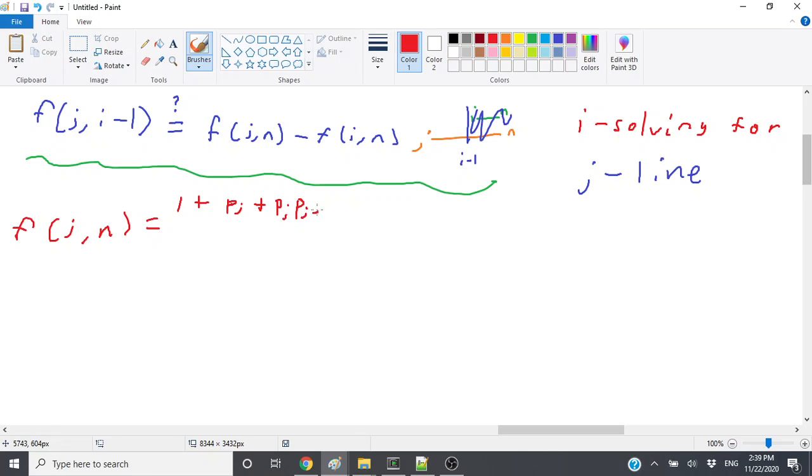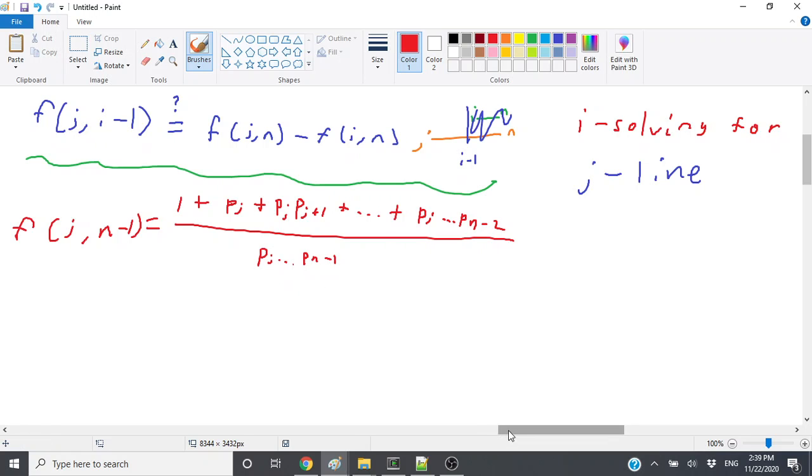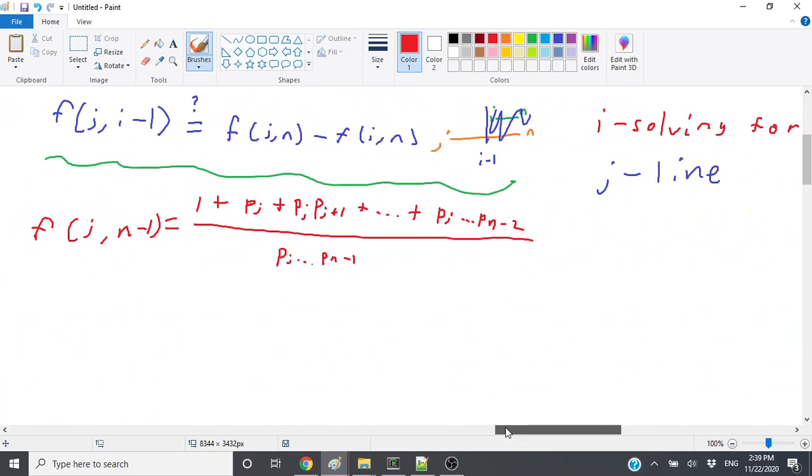So this is p j plus 1 plus ... plus p n minus 2. And actually, I'm solving for this to n minus 1, because we don't include n, because it's the end. So this is n minus 1, which is n minus 2, all divided by p j ... p n minus n minus 1. Okay, I'm going to look at what I did here.